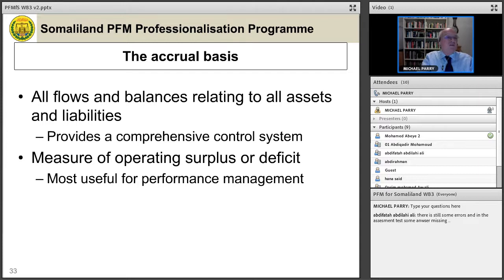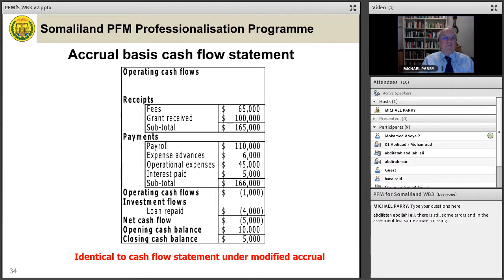The accrual basis is, of course, comprehensive. It records all flows and balances relating to all assets and liabilities. It's a comprehensive control and reporting system, and it does properly measure the operating surplus or deficit, and therefore the most useful information for performance management. But it's also the most complex. Let's look at the example and what emerges from that.